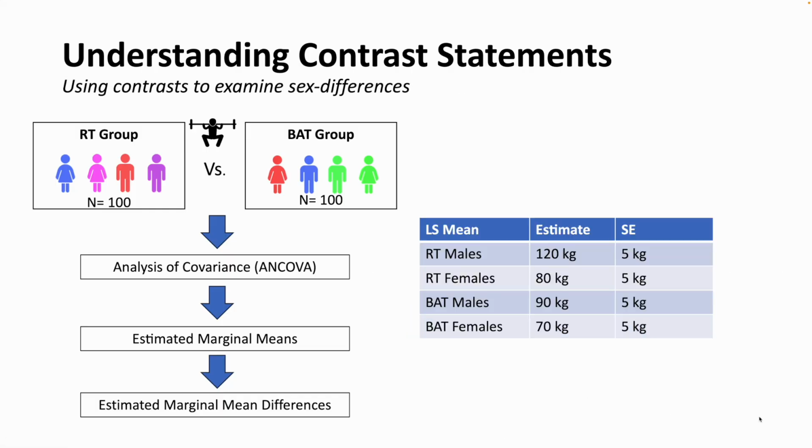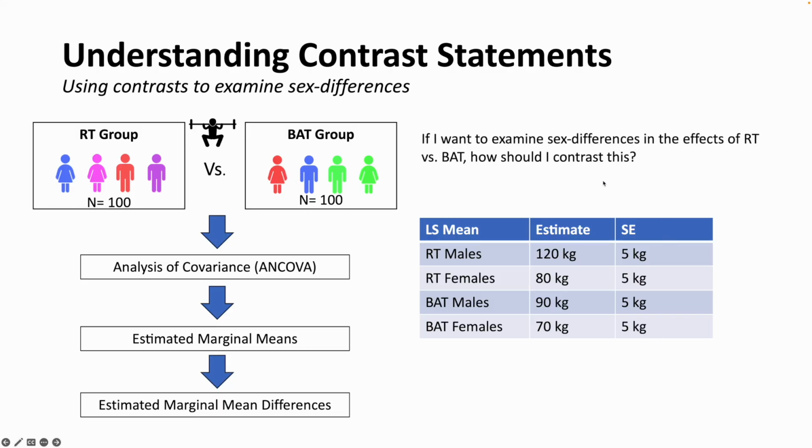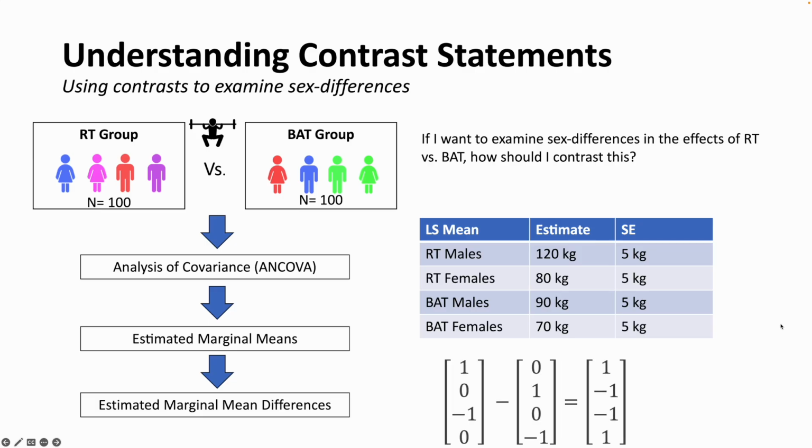Okay, so let's look at this in a little bit more complex way now. If I want to examine sex differences in the effects of RT versus BAT, how should I contrast this? So now I'm looking at whether the intervention effect for the males differs from that of the females. The way I can do this is, again, I make a contrast statement going 4 rows or 4 columns for a vector. So now I'm looking at the effect for males. That's going to be 120 minus 90.